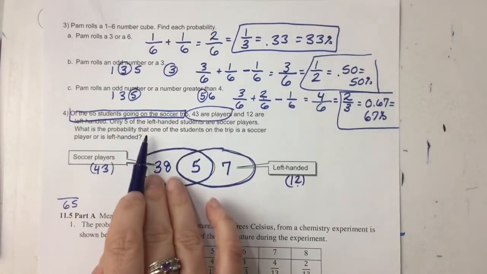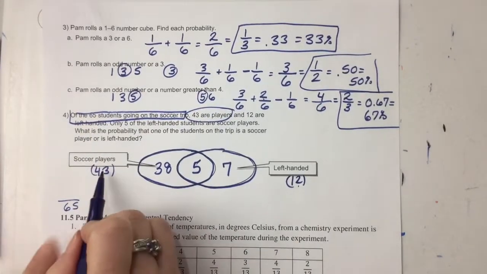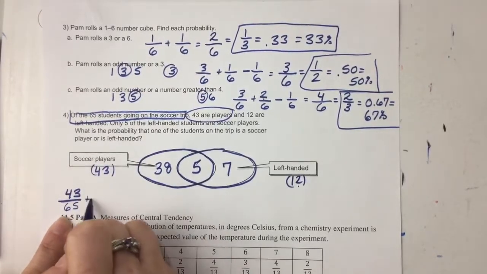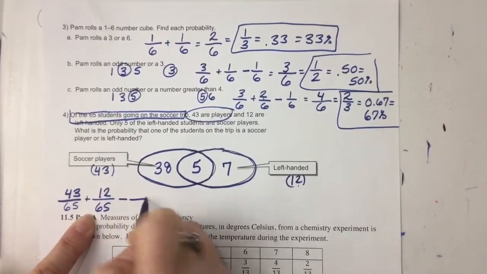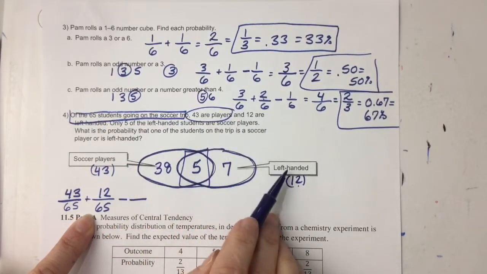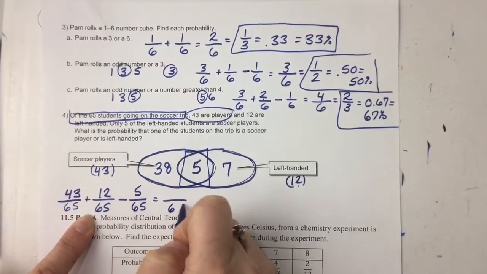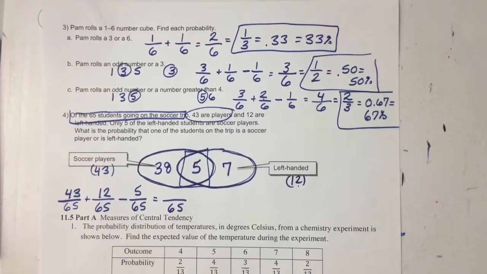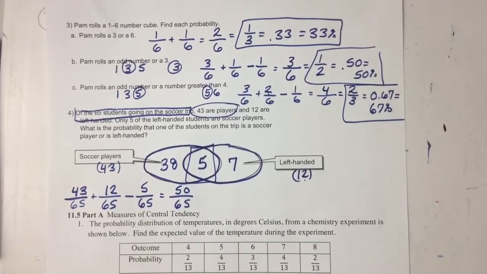What is the probability that one of the 65 students on the trip is a soccer player or is left-handed? Well, there are 43 soccer players out of the total 65. Plus, out of the 65, 12 are left-handed. Minus, we have an overlap. We have 5 who are both soccer players and left-handed, so minus 5 out of our 65. Common denominator is 65. 43 plus 12 minus our 5 from the overlap, we have 50 over 60. Or sorry, 50 over 65.